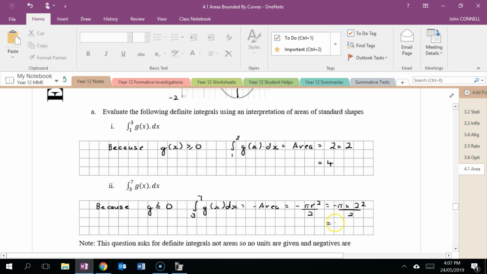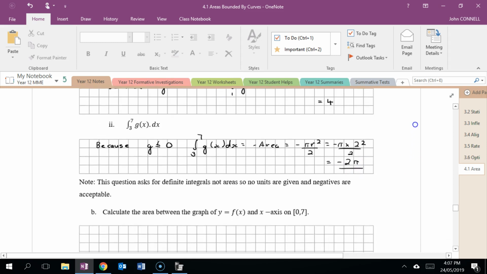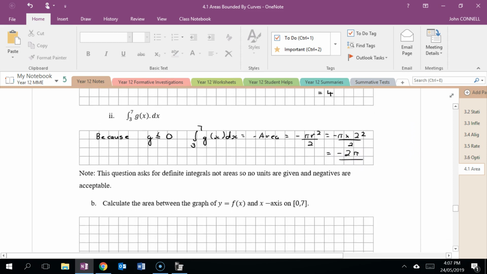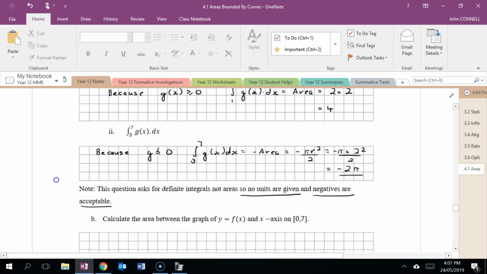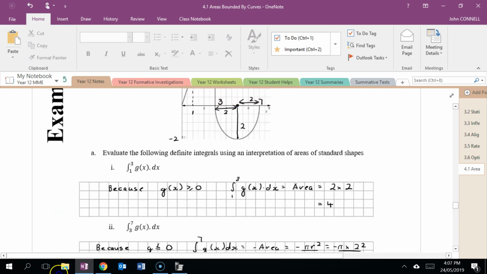So it will be, well, that's 4 pi on 2, so it'll just be negative 2 pi. And again, I don't put units squared because it's simply just a number. And that's what the note says here. So no units are given and negatives are acceptable.